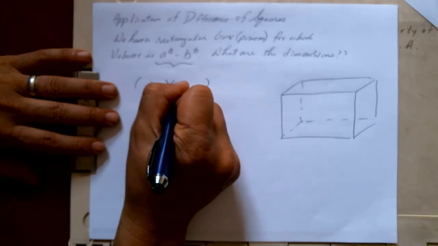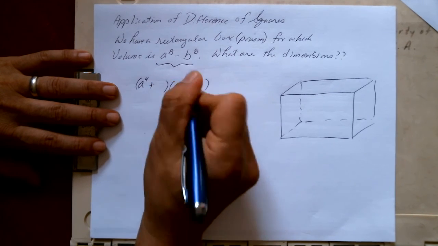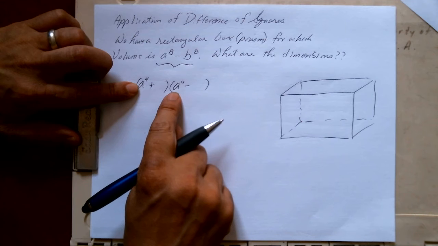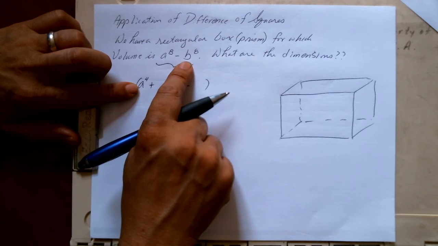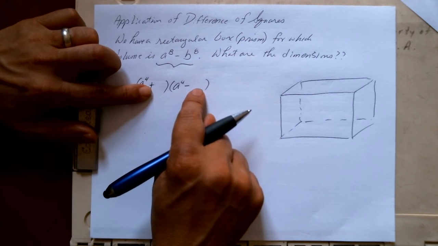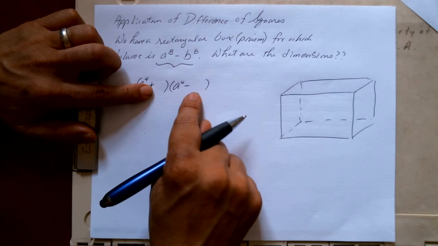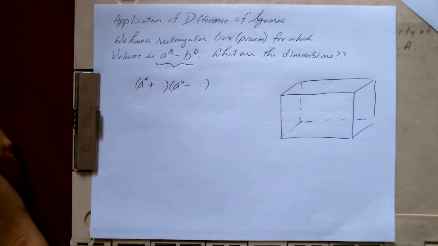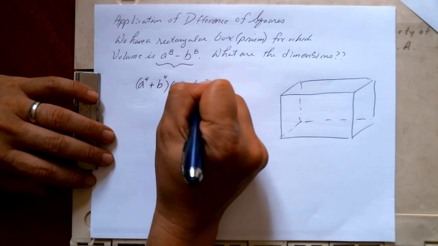What times itself is a to the 8th? A to the 4th times a to the 4th is a to the 8th. What times itself is b to the 8th? If you want to pause and figure out what that is, that's pretty simple. Pause it if you want, okay? It's going to be b to the 4th and b to the 4th.